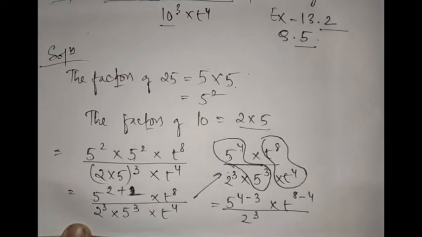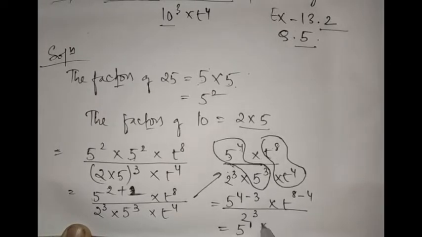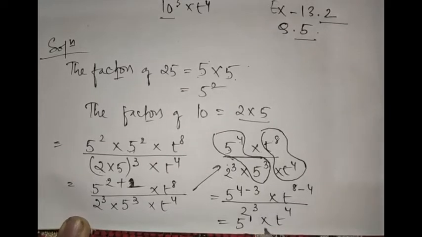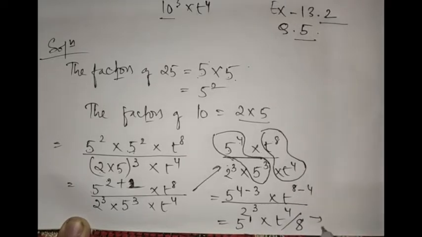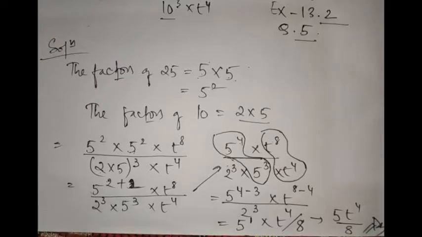So what we can do here is 5 to the power 1, since 4 minus 3 is 1, into t to the power 4, right? Divided by 2 cube, which can be written as 8. So I'll be writing this as 5t to the power 4 divided by 8 is your answer. Alright, I hope you have understood this.